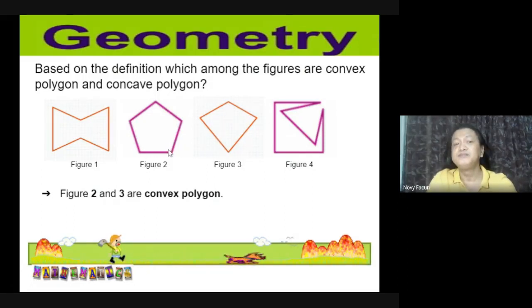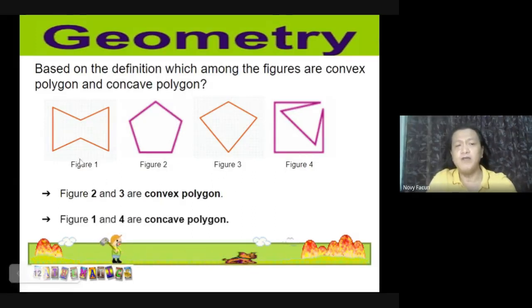So because, and also, all angles are less than 180. Okay, kaya makikita natin yan sa figure natin. For figure 1 and 4 naman, are concave polygon. So bakit kaya sila concave? Kasi kung titingnan natin, if you are going to draw diagonals, meron diyang nasa labas. Okay, kaya one or more diagonals are outside. Same with this. Okay, kaya sila concave.